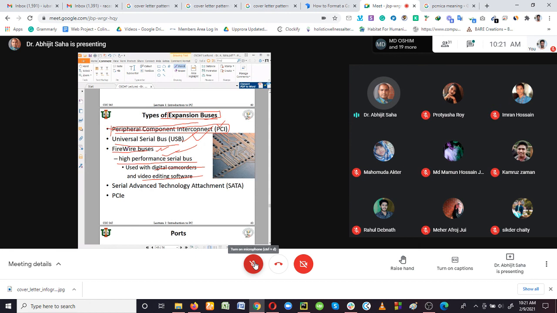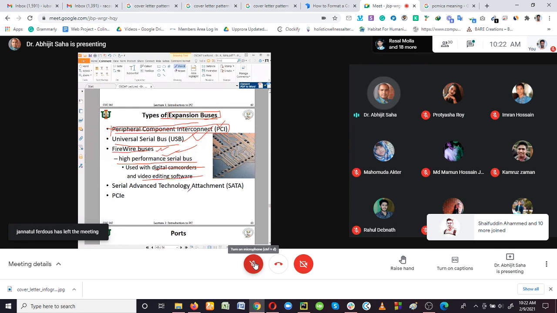The FireWire bus is very useful for transferring data or information very fast from one component to another component. So if you're connecting digital camcorders or video editing software through FireWire, the data is going to be moved very fast from one component to the other.